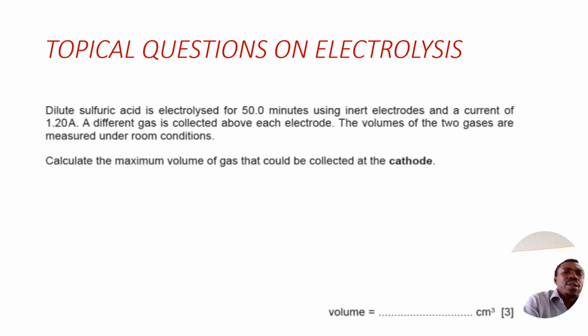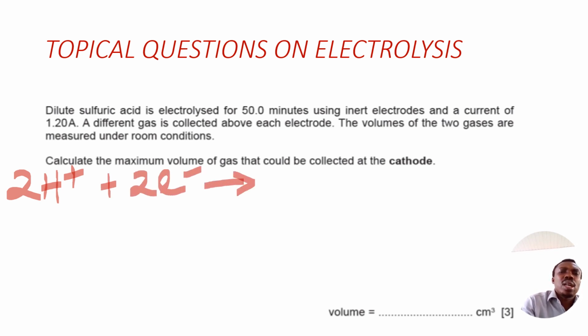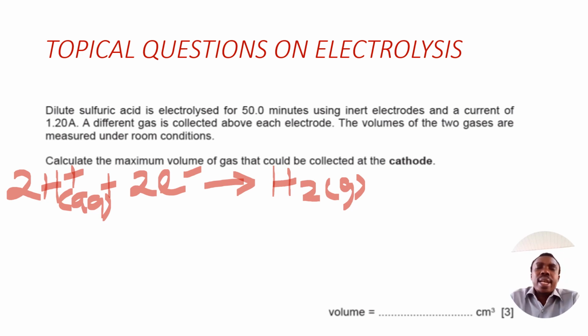At the cathode, hydrogen ions migrate to the cathode, where they gain electrons and become reduced to what? Hydrogen. So hydrogen gas is discharged at the cathode.